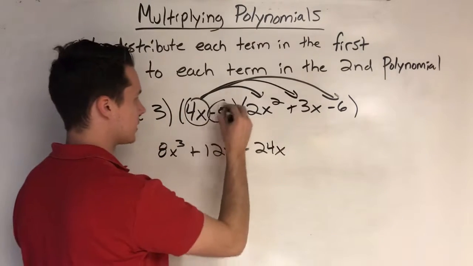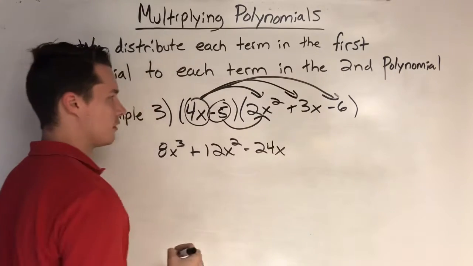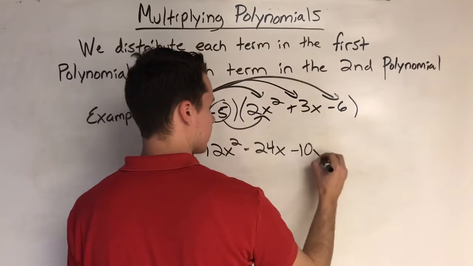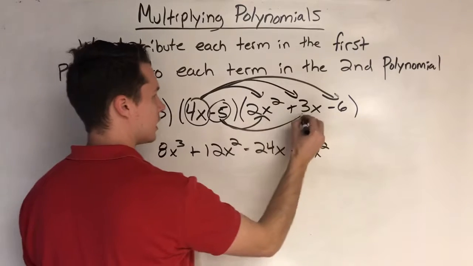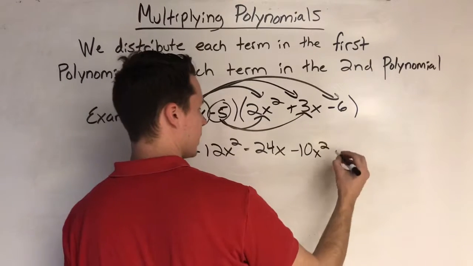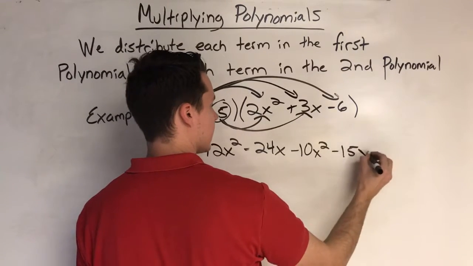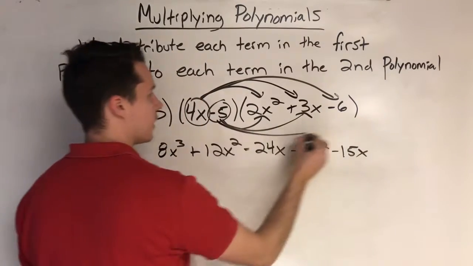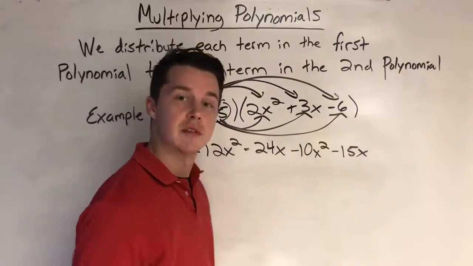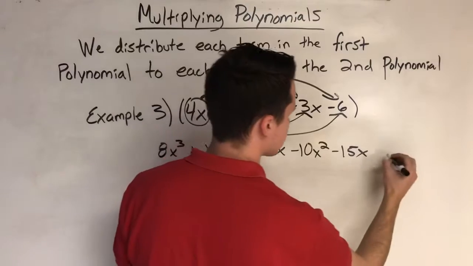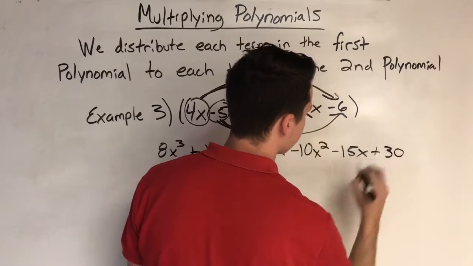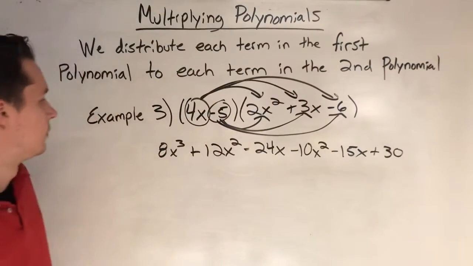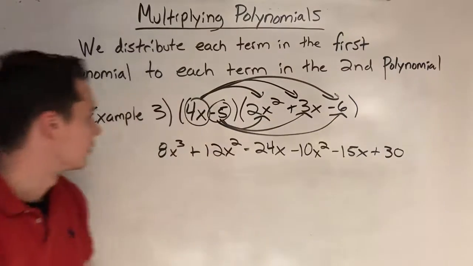Alright, let's repeat for this. Negative 5 times 2x squared is minus 10x squared. Alright, negative 5 times positive 3x is minus 15x. And then negative 5 times a negative 6 is a negative times a negative. So it's going to be positive or negative? Positive, that's right. So there we go.